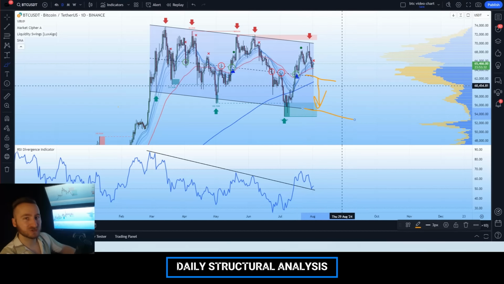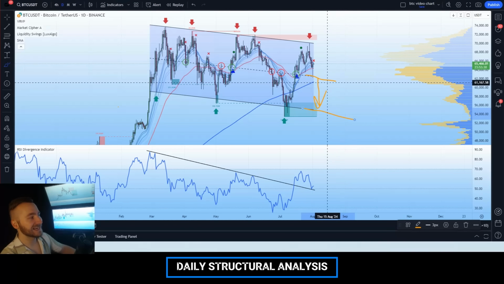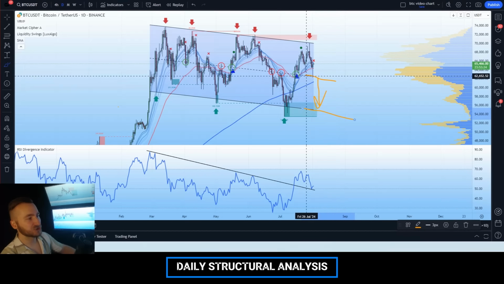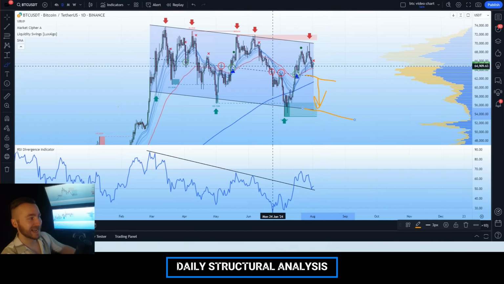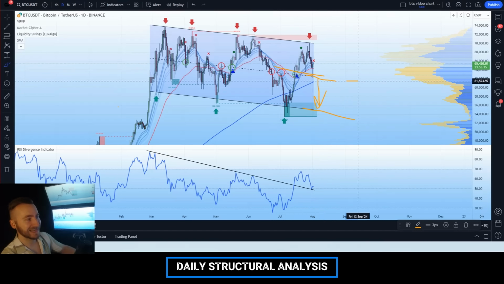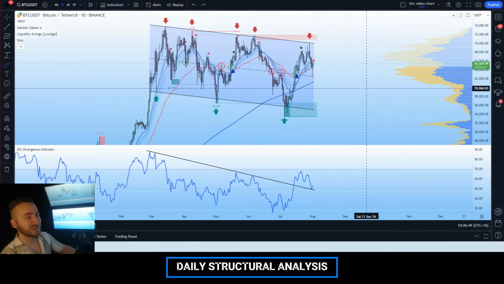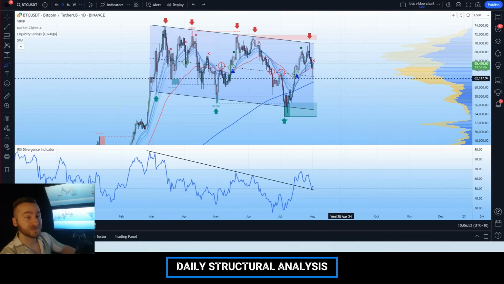Now, for the breakdown to be valid, we do need to see a daily candle close below this level. We have not yet seen that. The 62.5, and again, this level has changed from 63 to 62.8 to 62.5, as it is a downtrending diagonal resistance. So the later the date, the lower the price. It is a significant trigger point, not only from a structural perspective, but it holds some massive technical significance, which we'll discuss in just a moment.